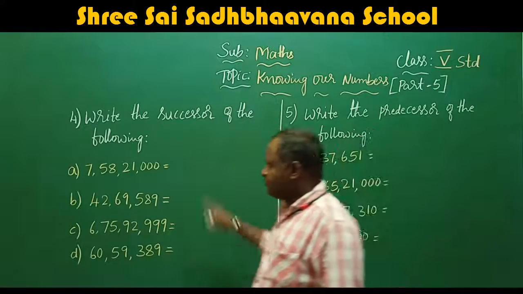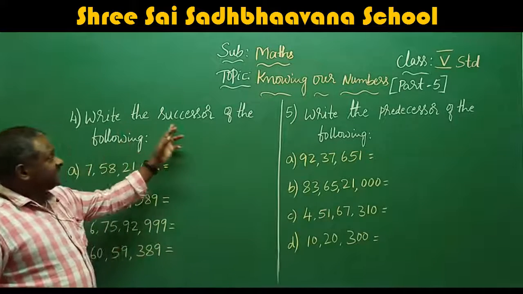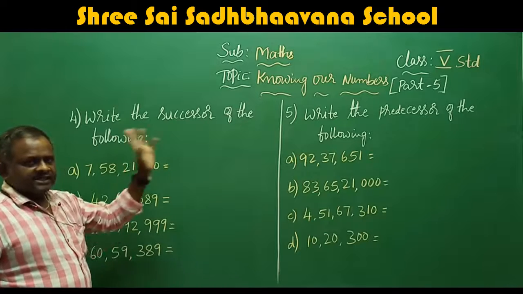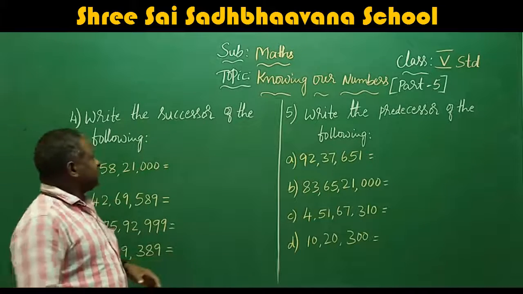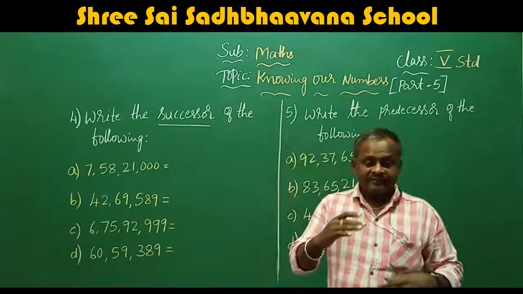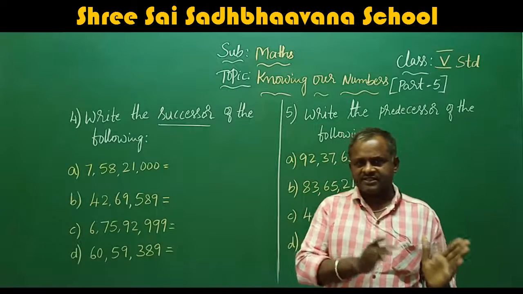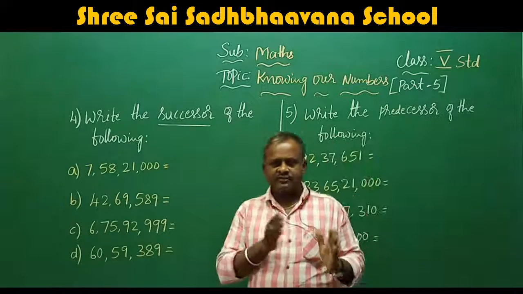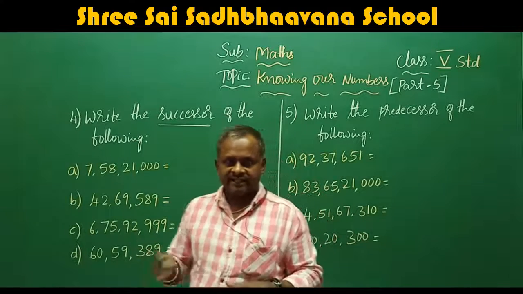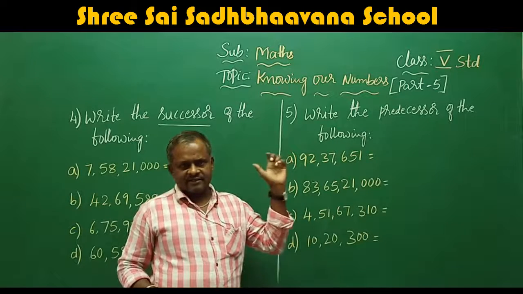Exercise 1.2, the fourth question. Write the successor of the following. What is the meaning of successor? Successor means the number which comes after that number. For example, 2 is the successor of 1, 3 is the successor of 2, 4 is the successor of 3, like that. The number which comes after the number is called the successor.